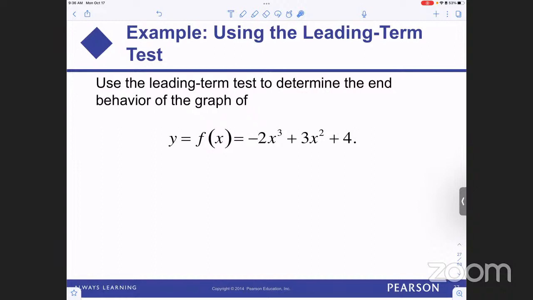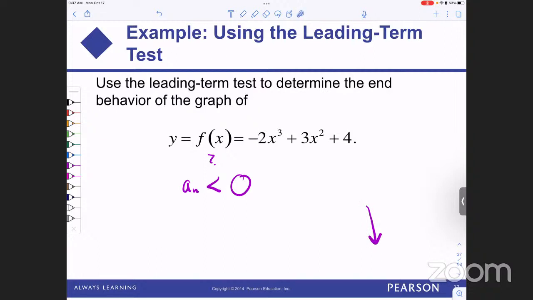So use the leading term test to determine the end behavior of this graph. Okay. So if we're going to do the end behavior, can someone tell me, is the leading coefficient positive or negative? So is our an, is it greater than 0 or less than 0? Less than 0. Negative, right? Our leading coefficient is negative, so it's less than 0. So then what does it tell us is going to happen? It's going to go down to the right. Okay.